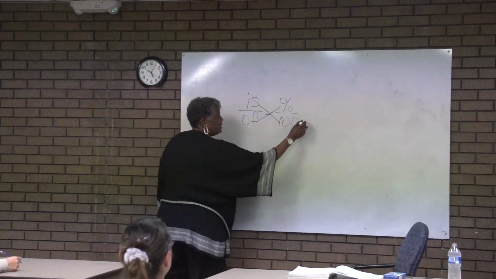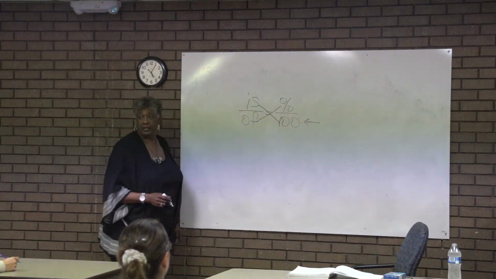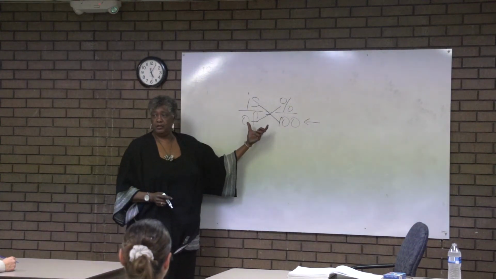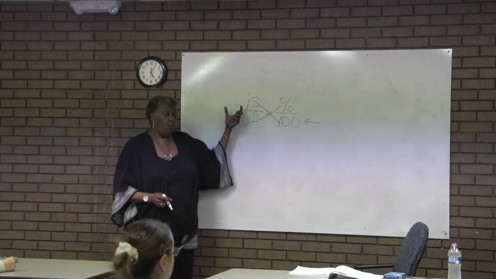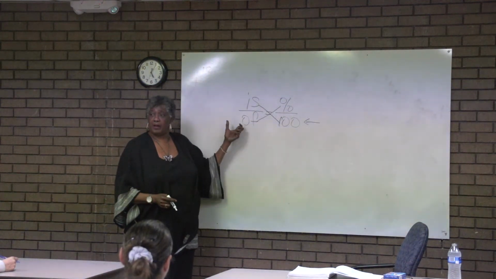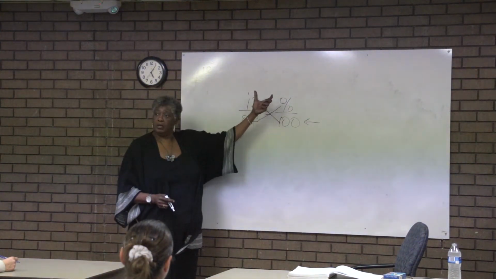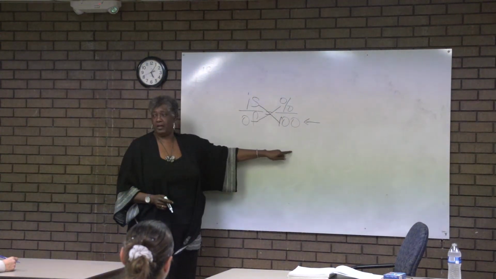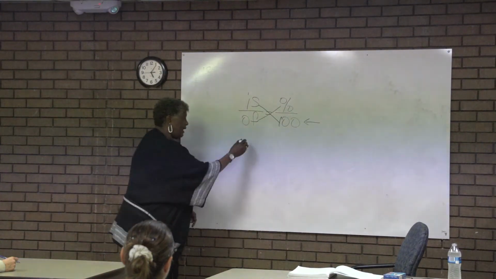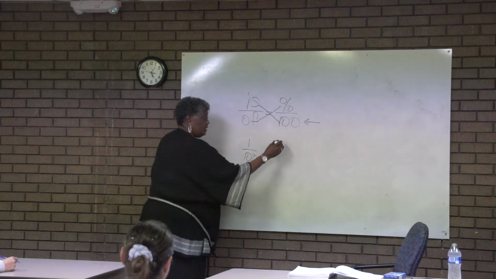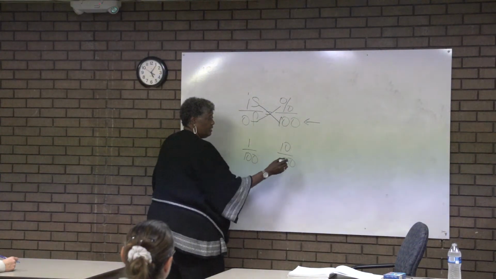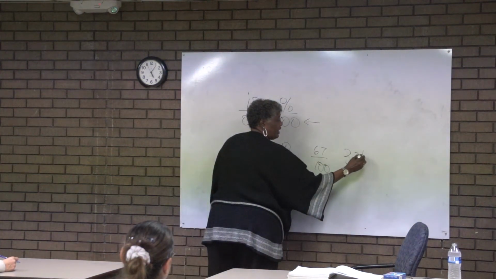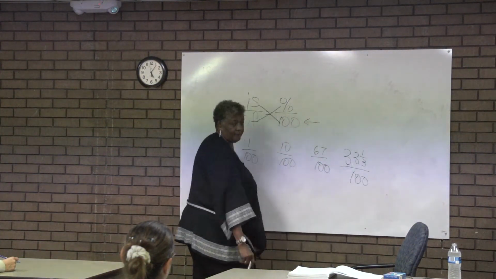The 100 is always there because percent means per 100. It means out of 100. And when you're trying to find percent, you are asking yourself, what part, your part out of your whole, is equal to what percent out of 100, or what number out of 100? Because when you have a number out of 100, that's percent. 1 out of 100 is 1%. 10 out of 100 is 10%. 67 out of 100 is 67%. 33 1/3 out of 100 is 33 1/3%.